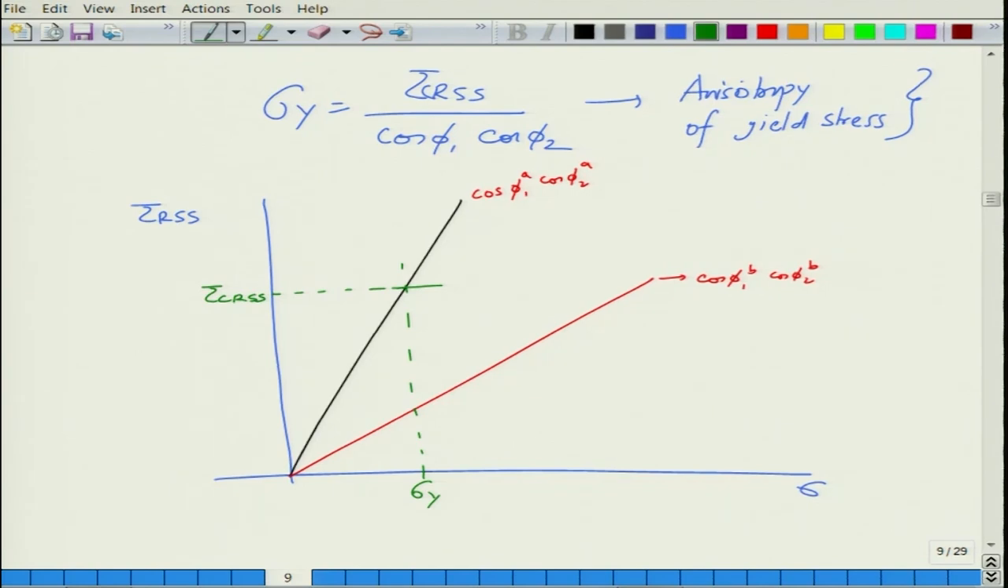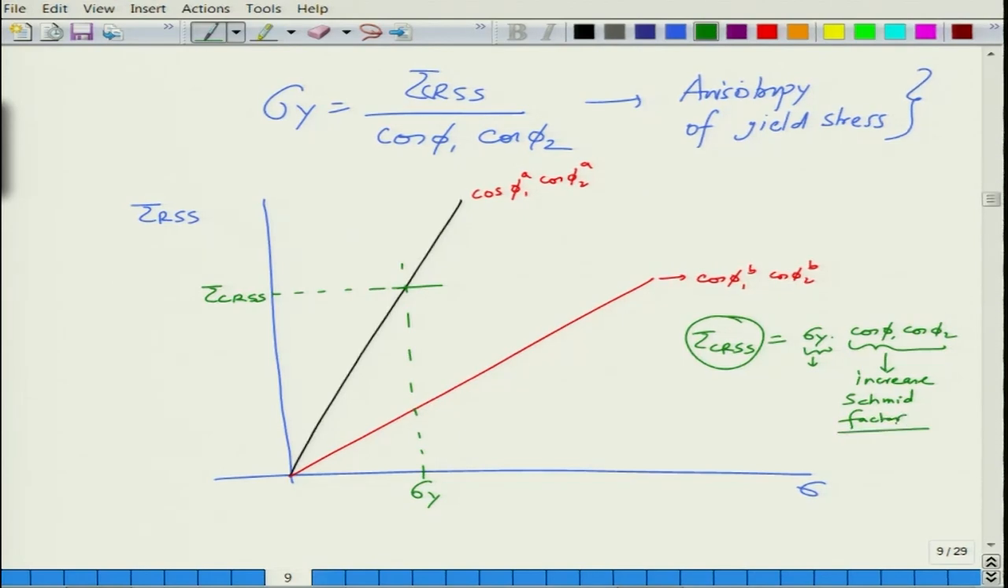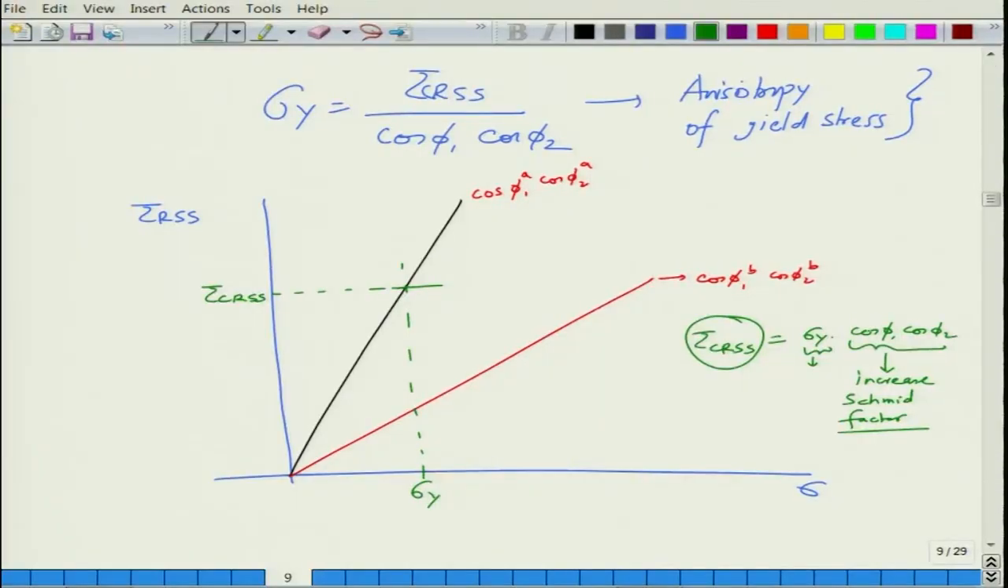So, the Schmid factor, the orientation of the crystal, plays a dominant role in at what value or when the plastic deformation will start. So, if you have a slip system, it may start deforming at lower yield stress if it is oriented appropriately. So, you have tau CRSS, which is a combination of sigma y and cos phi 1 into cos phi 2. So, you want to achieve this value of tau CRSS. So, you can keep this fixed and then increase this so that you can increase the Schmid factor. So, for a given material with similar yield stress, if your orientation of the crystal is such that cos phi 1 cos phi 2 is maximized, you can start deforming that orientation far quicker as compared to other orientations.